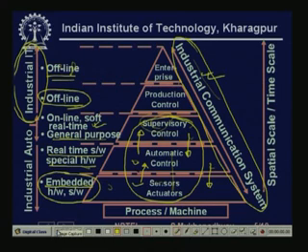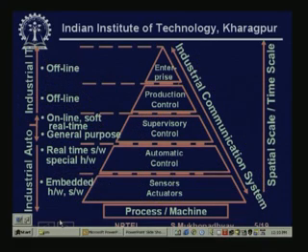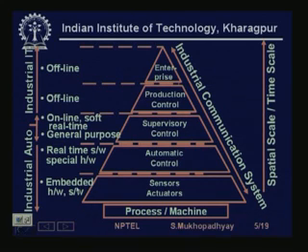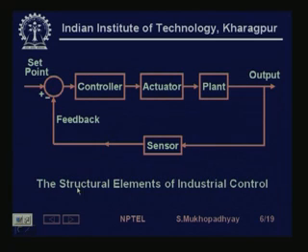So having got this kind of an idea about the overall industrial automation system, we would like to take some more detailed look at these various levels. And before we do that, we must understand that much of the part of industrial automation that we are going to concern ourselves with is actually about control. So we should first see what are the elements of industrial control, the structural elements.